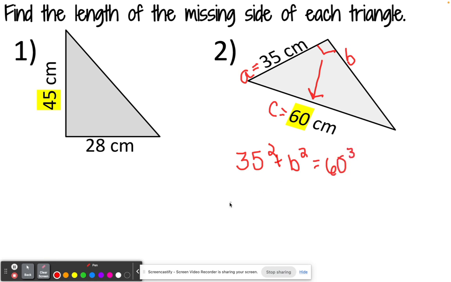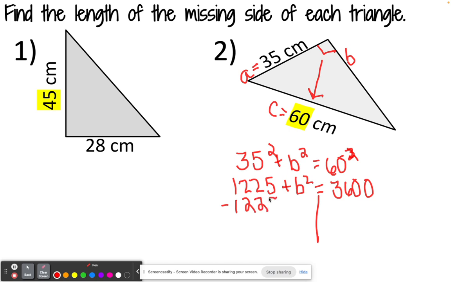Well, 35 squared is 1,225, plus b squared equals c squared. Oh, why did I put a cubed here? c squared, which is 3,600. I'm just going to solve this like an equation. I'm going to subtract, because it is an equation. Subtract 1,225 from both sides.